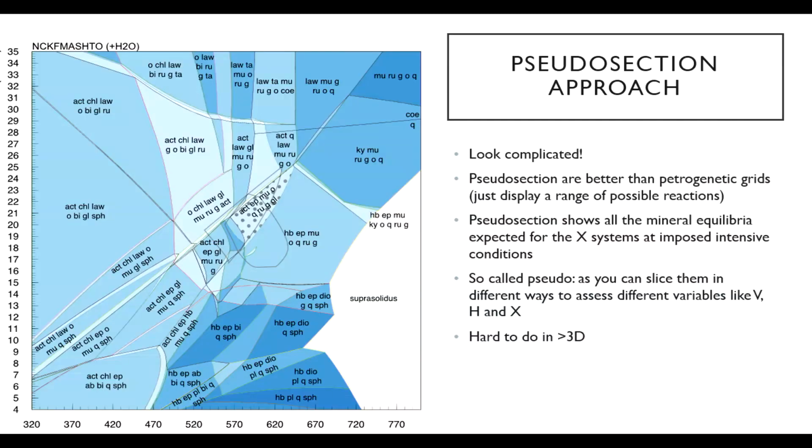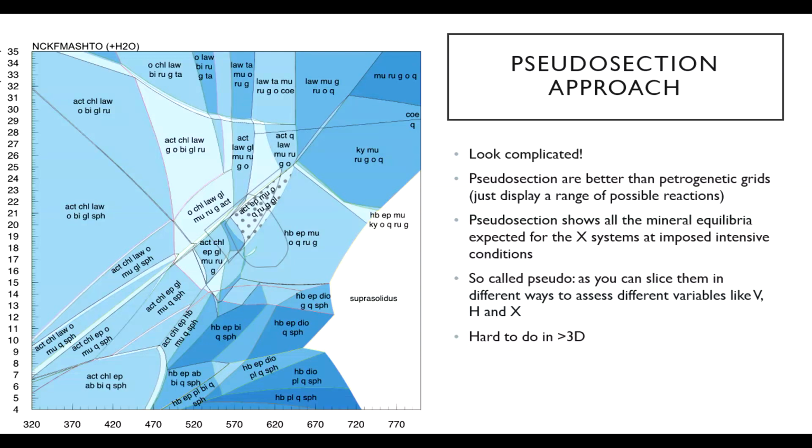So what's distinct about these diagrams is they're specific to a composition. So they're called, complexly, a pseudosection, but that really just means we're taking a slice in a compositional space and looking at the pressure and temperature. So this is specific for a mid-ocean ridge basalt, and it tells us exactly what reactions we should expect or what mineral assemblages we should be able to see.